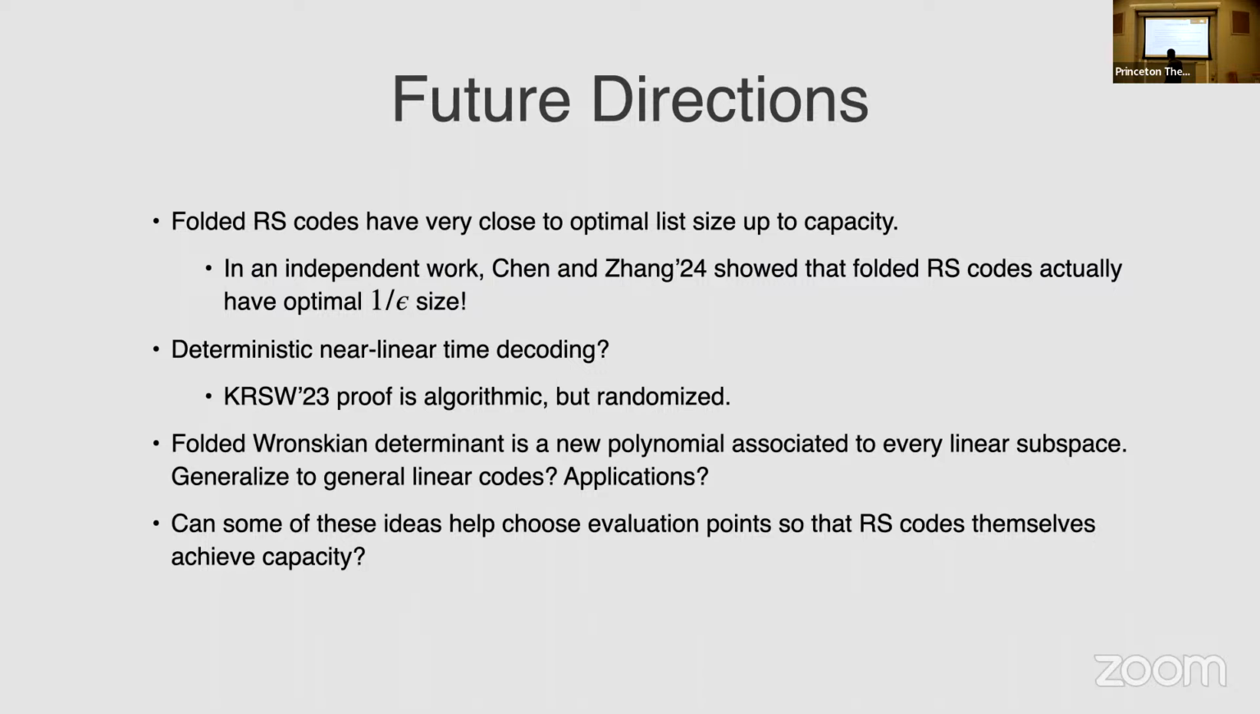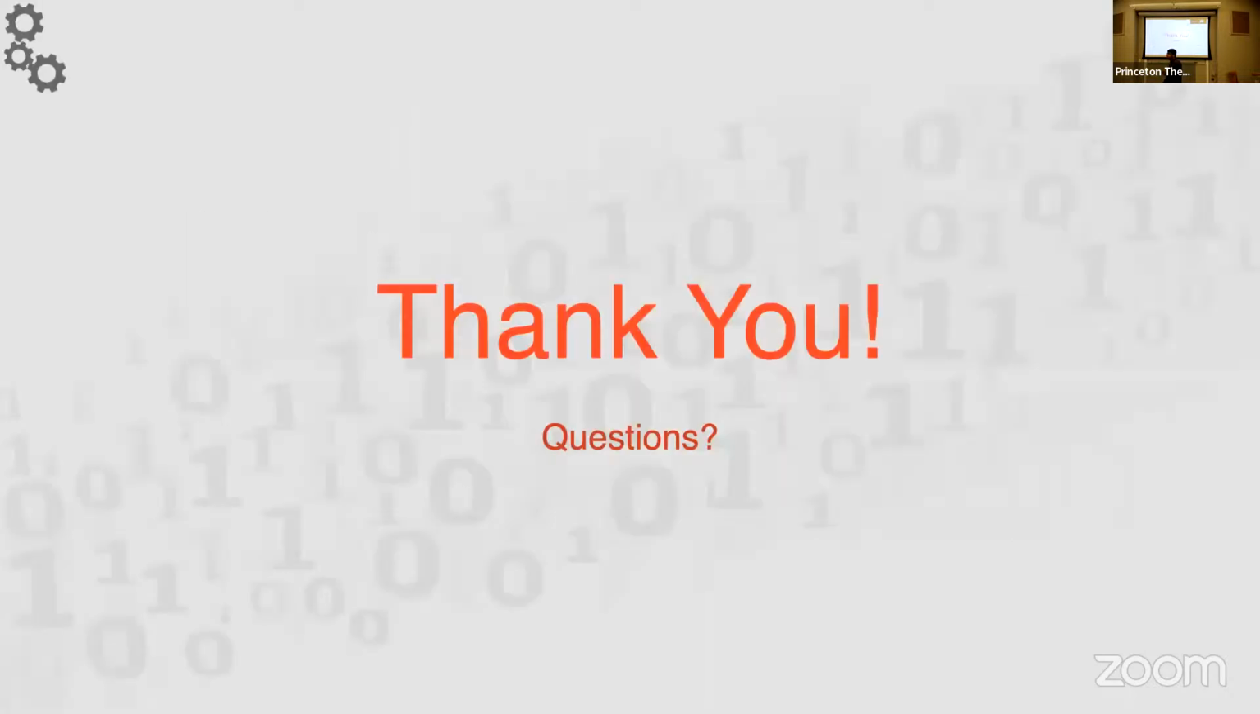And finally, as somebody asked, for Reed-Solomon codes themselves, we know that randomly chosen evaluation points do very well in terms of list decoding capacity, but we still don't know an explicit evaluation set that will do well. And some of these ideas help with that. Thanks.